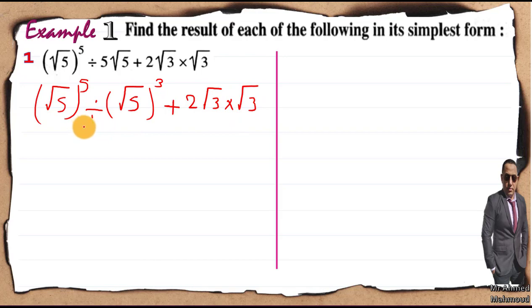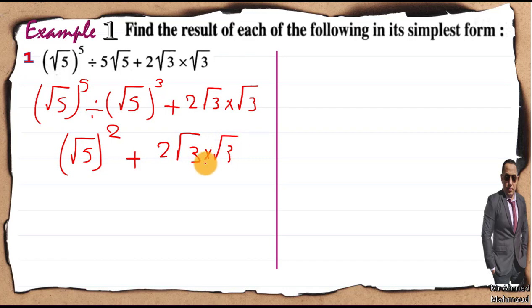Okay, now I have here divide powers. I have plus, I have times, I have times. Okay, now I will evaluate the two brackets together. Root 5 power 5 divided by root 5 power of 3 is equal to root 5 to the power 5 minus 3, equal to 2, plus 2 root 3 times root 3.